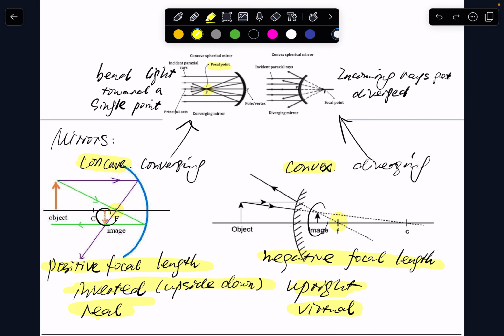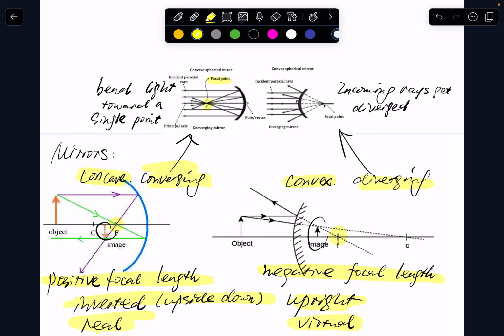It's pretty straightforward. I think all the yellow highlighted things are what we need to just memorize for the MCAT, because on the MCAT you don't have the time to process all this and draw all these ray diagrams, so we really want to commit it to memorization.